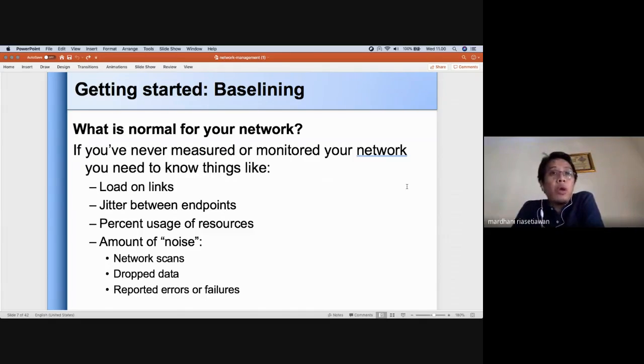Yeah, so we need to have an active network management activity to capture the noise, using the network scan. Because sometimes noise does not occur the first time, but it will occur in the middle of the traffic. So we need to take a look, very important. And then we need to identify the dropped data that may happen in our network also.